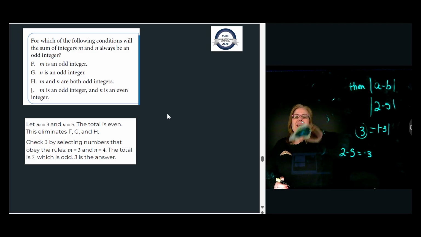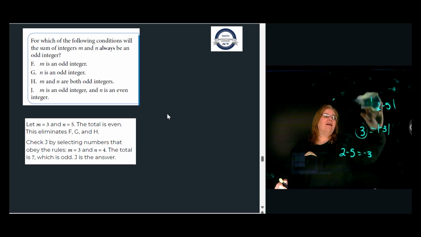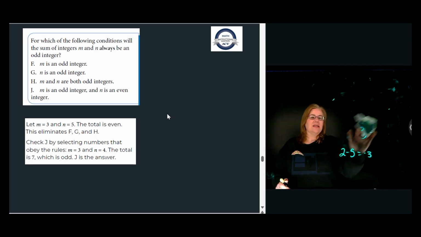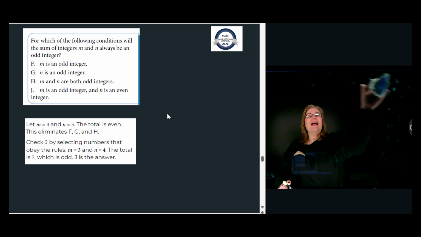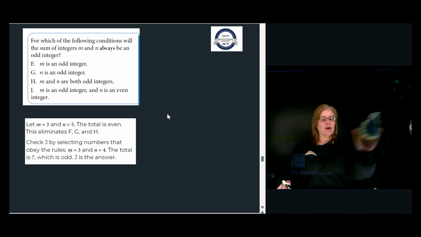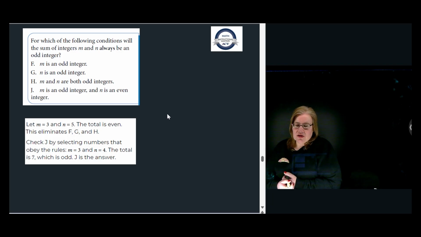All right, in which of the following conditions will the sum of the integers m and n always be an odd integer? Now, we know what odd is. 1, 3, 5, 7, 9, and so forth and so on. So we know what an odd integer is. So let's go ahead and look at the answer choices before we start maybe picking some numbers. So it says m is an odd integer, n is an odd integer, m and n are both odd integers, m is an odd integer and n is an even integer.